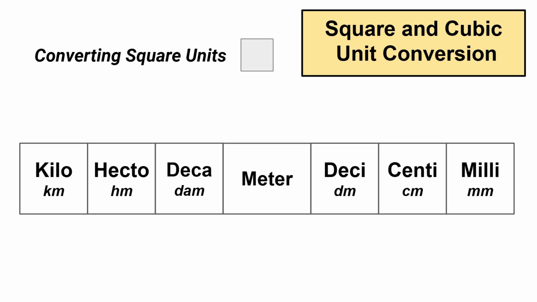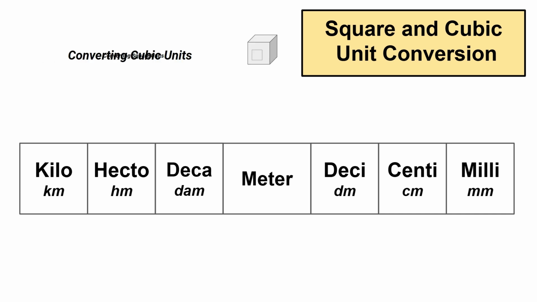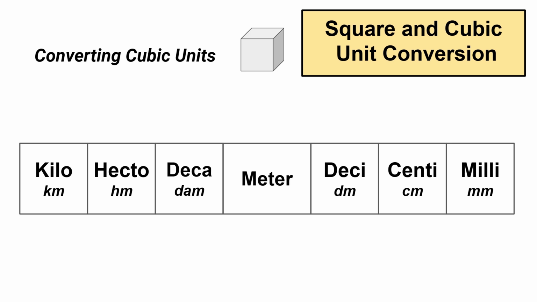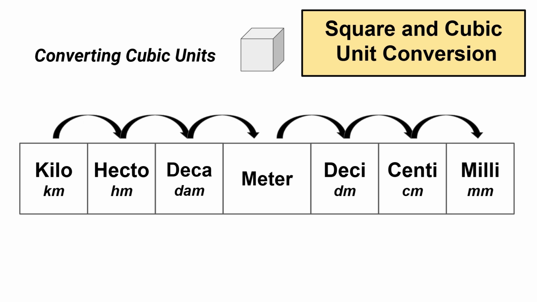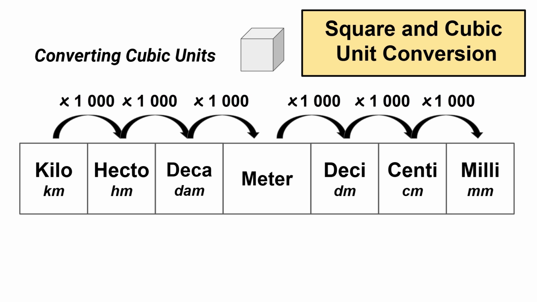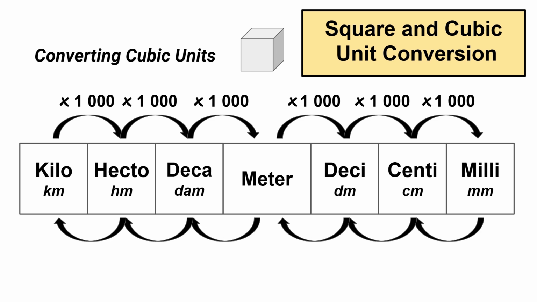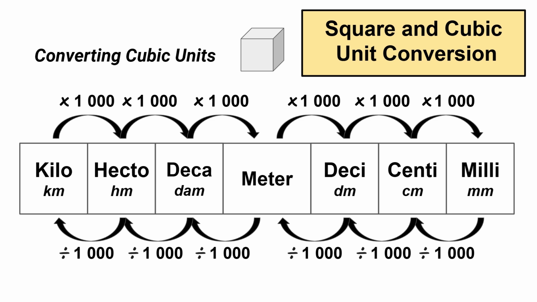So now that we understand how to convert square units, we can better understand how to convert cubic units. Now, converting cubic units is similar to converting square units, but instead of multiplying by 100 when moving to the right on the conversion line, we multiply by 1000. And instead of dividing by 100 when moving to the left on the conversion line, we divide by 1000. And this is because each unit is 1000 times larger than a unit to the right and 1000 times smaller than a unit to the left.